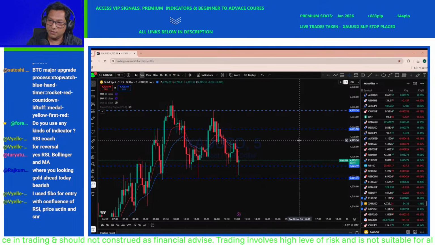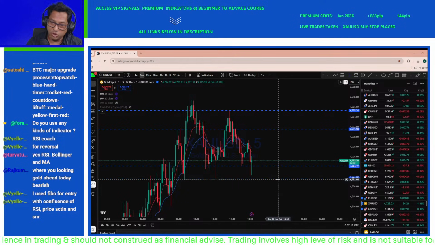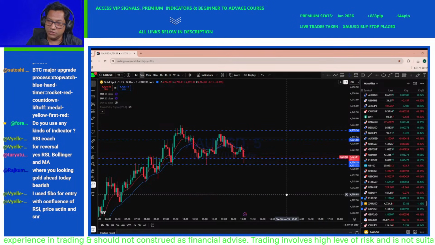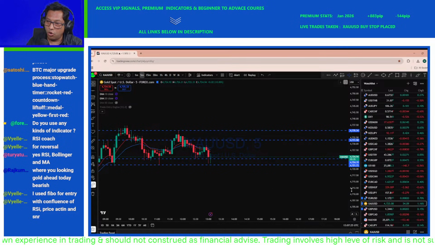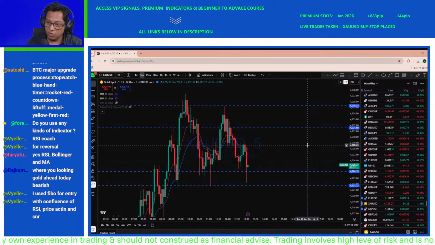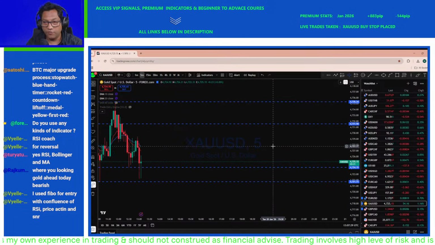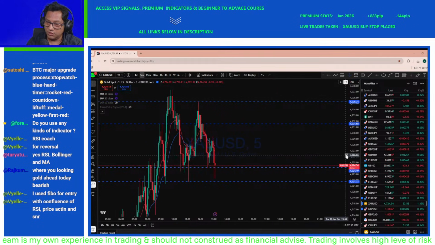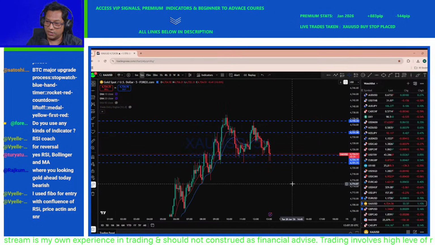Now at the moment we are at a very crucial level of support, but until we see a clean move in the direction of the trend, I'm waiting for the market to give us a proper entry in this market.